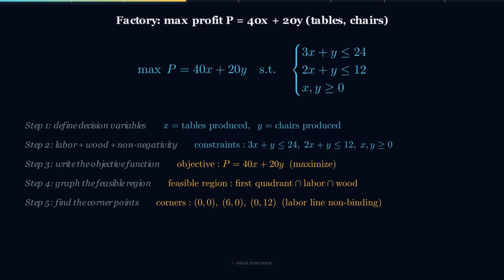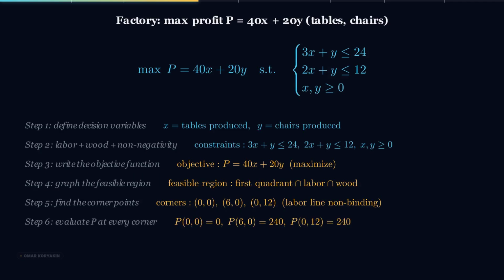Let me redo this by checking which constraints form actual corners. Actually, let me reconsider: the wood line caps y much earlier. With wood, x is 6 at y equals 0 and y is 12 at x equals 0. The wood line is the binding one at low x, the labor line is binding higher. They intersect outside. So the actual feasible region has corners at the origin, (6, 0) and (0, 12). The labor line is non-binding within the wood feasible region in the first quadrant.